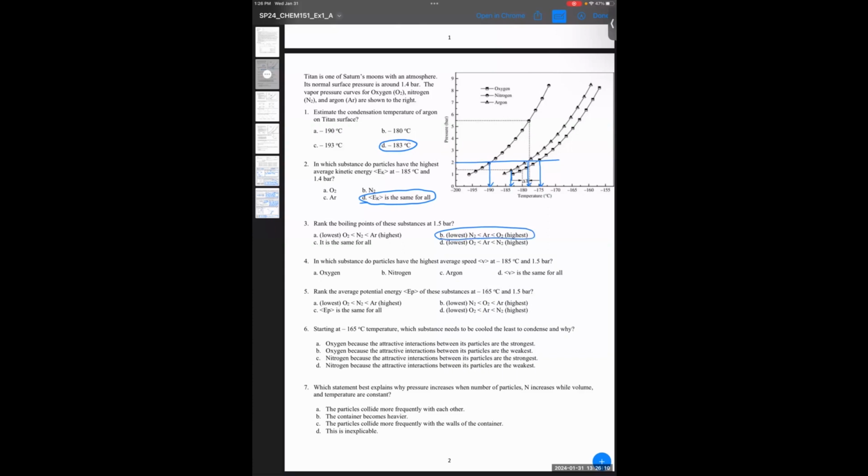It is the same at 1.5 bar as well. 1.5 bar is over here. Same idea. All right, anyway, let's move on to question 4.